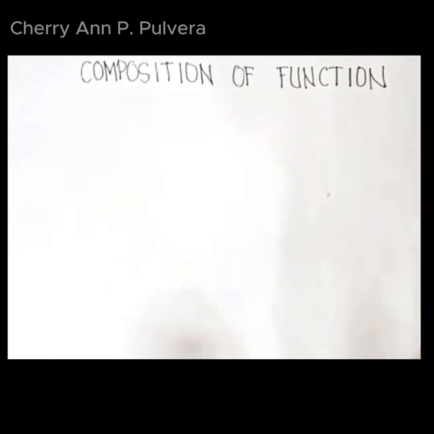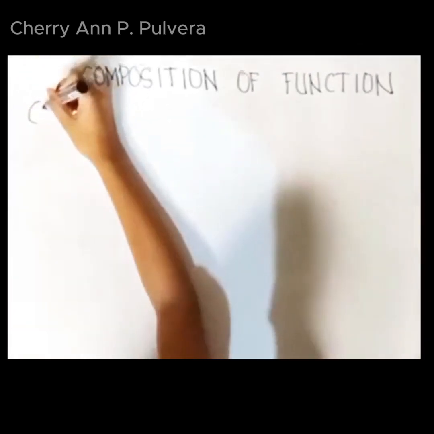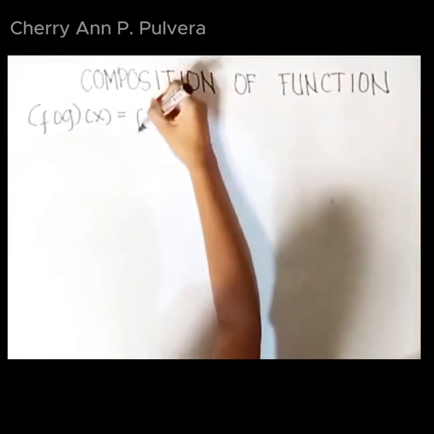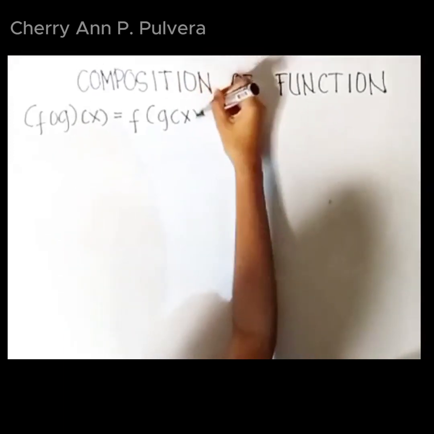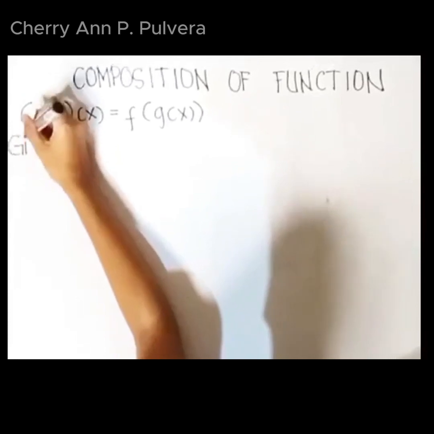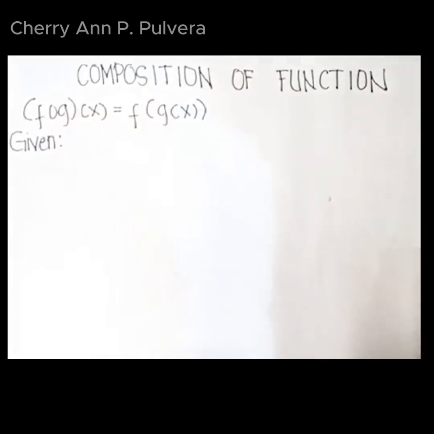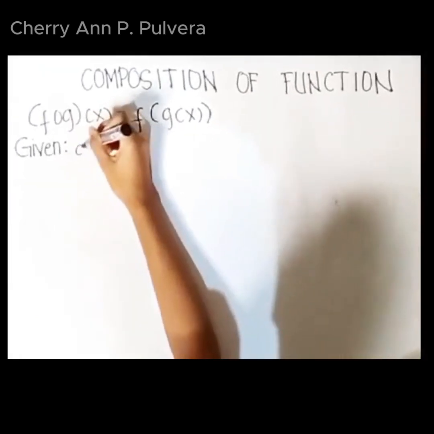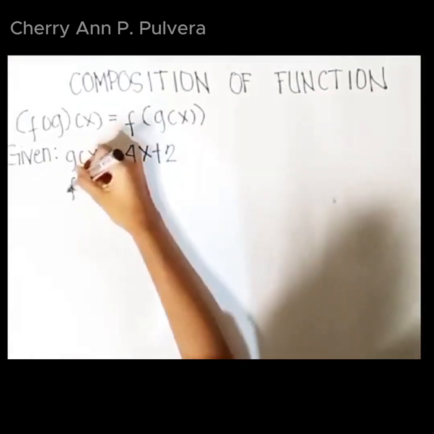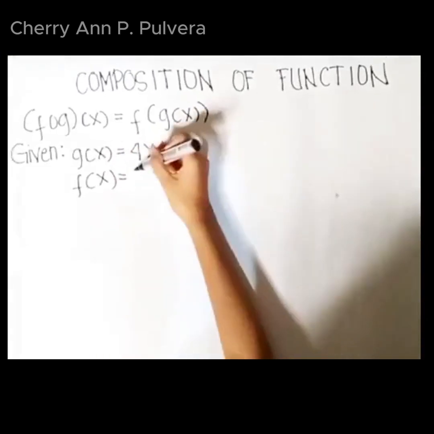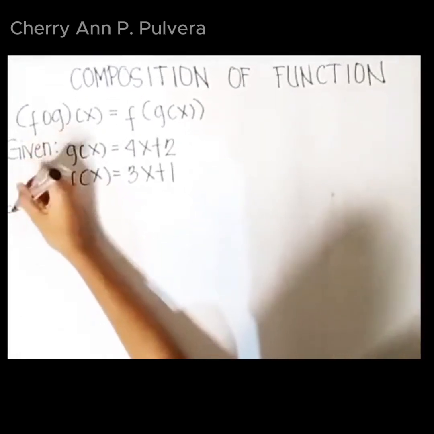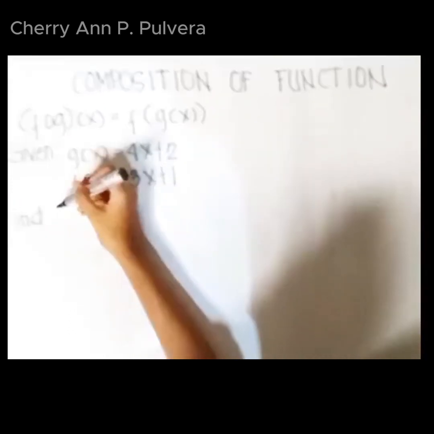Now, I will show you an example of composition of functions. F composed of g of x is equal to f of g of x. So we have the given g of x equals 4x plus 2 and f of x equals 3x plus 1. Find f composed of g of x.